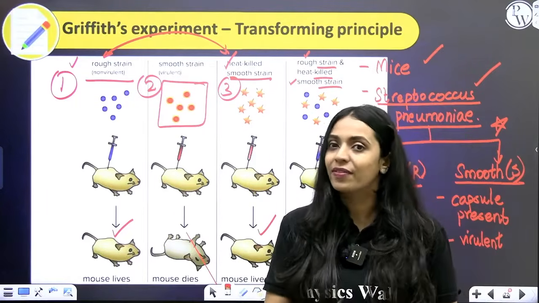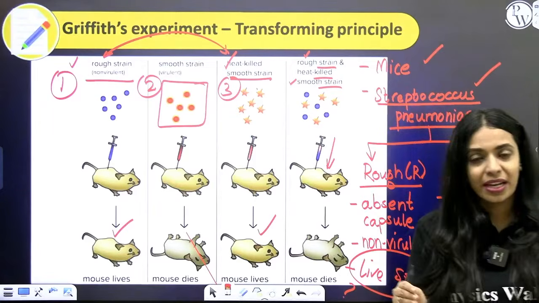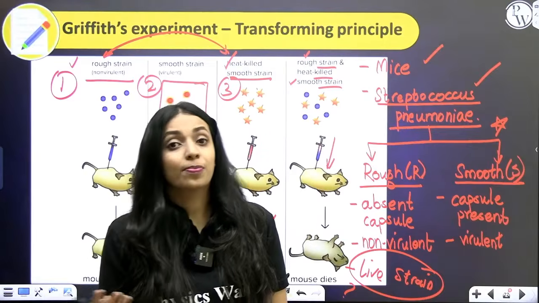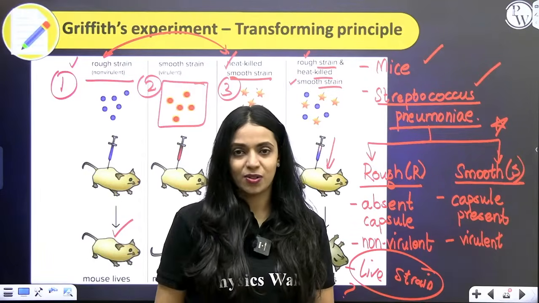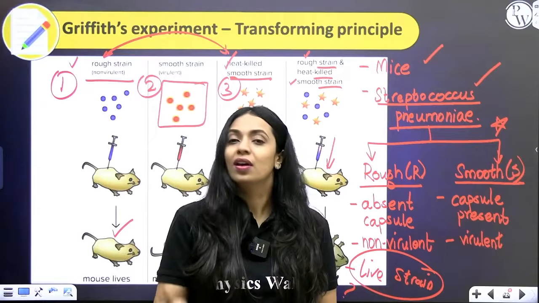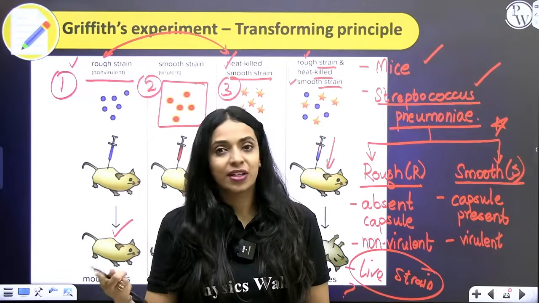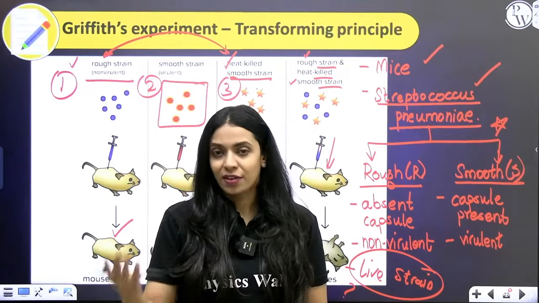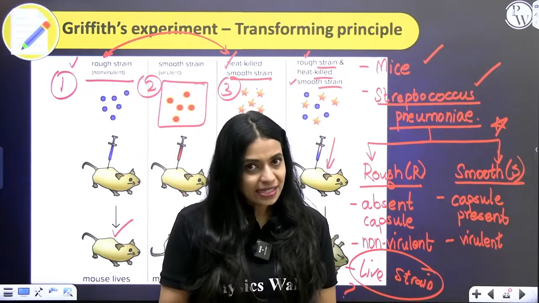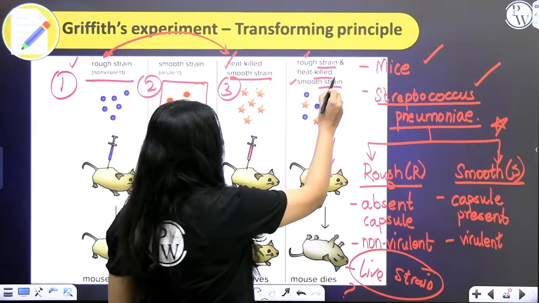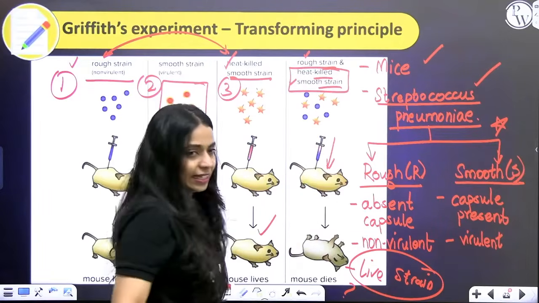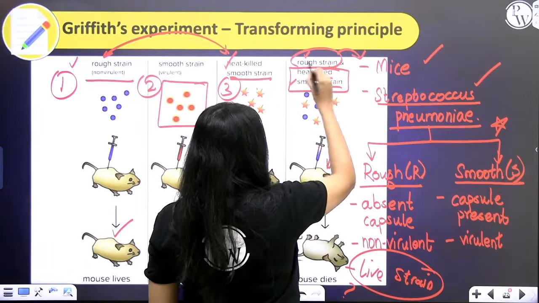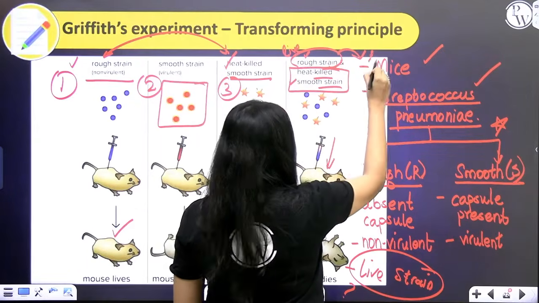What else could have happened? The R strain could have transformed itself and become the S strain. So what's the basic difference between an R strain and an S strain? The presence of the capsule. S strain has the capsule, R strain did not have the capsule. So from this observation, what Frederick Griffith concluded is there is something present in the heat-killed smooth strain bacteria that is transforming the R strain bacteria, live R strain, to live S strain.